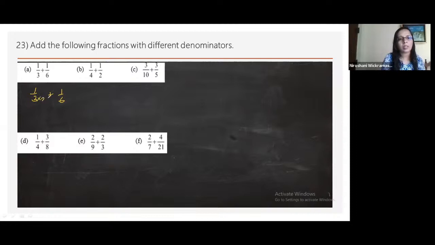We can multiply this by 2, this also by 2. 2 times 1, 2 over 6 plus 1 over 6. Now same denominators, no? So you can write 3 plus 1. Answer is 3 over 6. Not only that, you can simplify over the line and below the line. 1 over, how many 3's here? 2. Answer is 1 over 2.